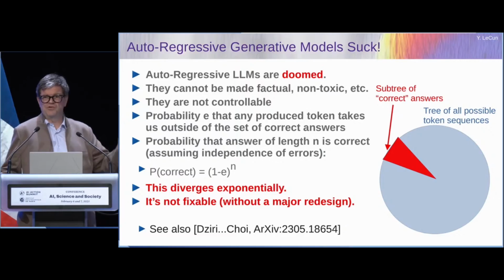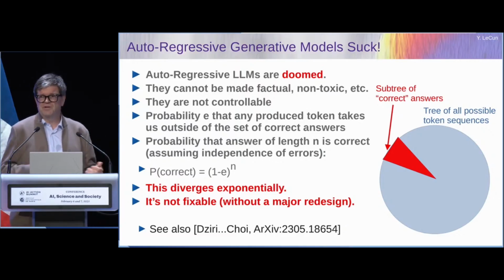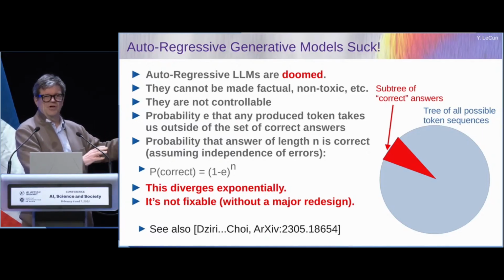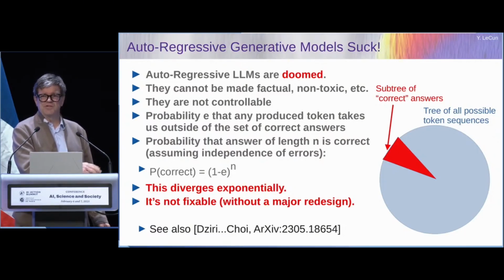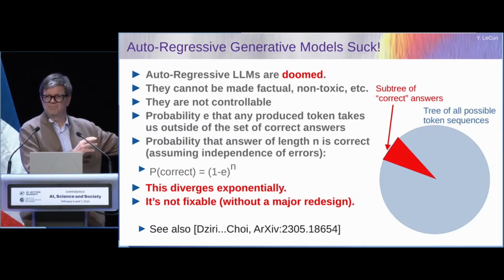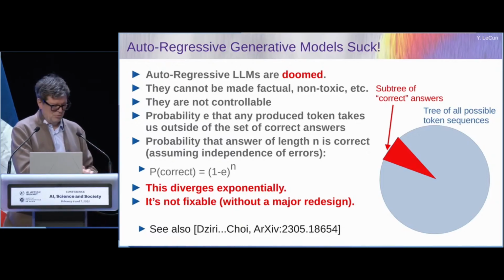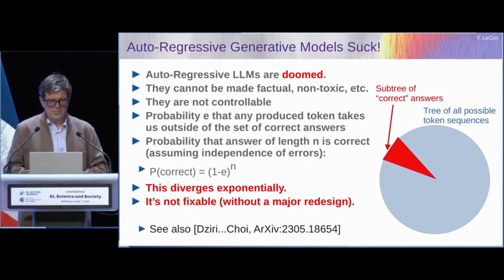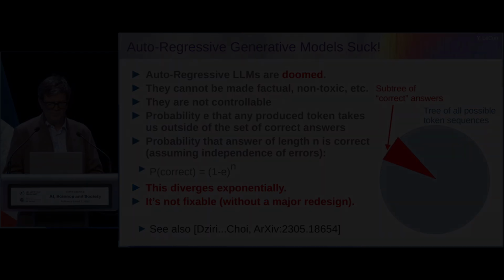That process is basically divergent. Every time you produce a token, there is some chance that the token is not within the set of reasonable answers and takes you outside the set of reasonable answers. And if it does that, there is no way to fix it afterwards. And if you assume there is some probability for wrong tokens to be generated, and the errors are independent, which of course they're not, then you get exponential divergence, which is why we have hallucination issues with those models.